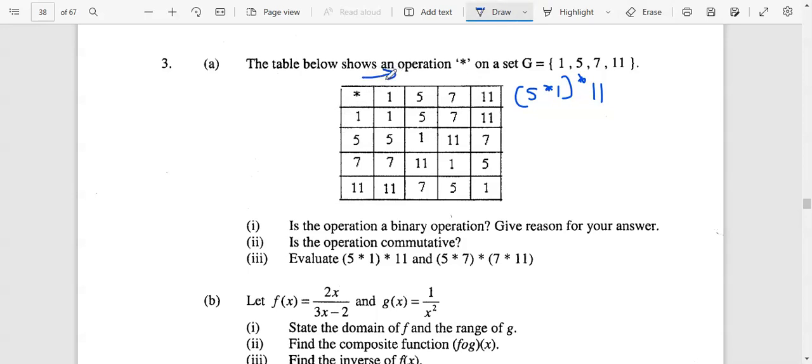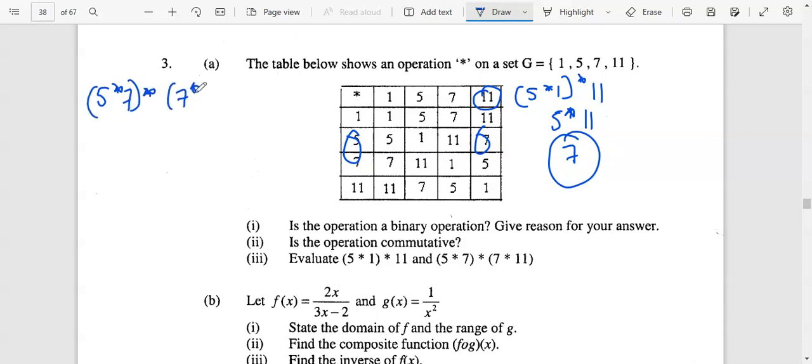For example, if you start from one direction, you get a different answer than when you start from the other direction. So depending on what they've given you, please use that. So I've seen that 5 star 1 is a 5, and then we start with 11. So 5 star 11 is giving us a 7. So that's the answer.